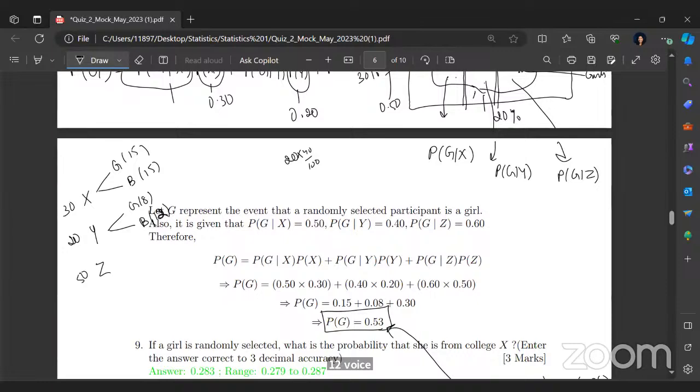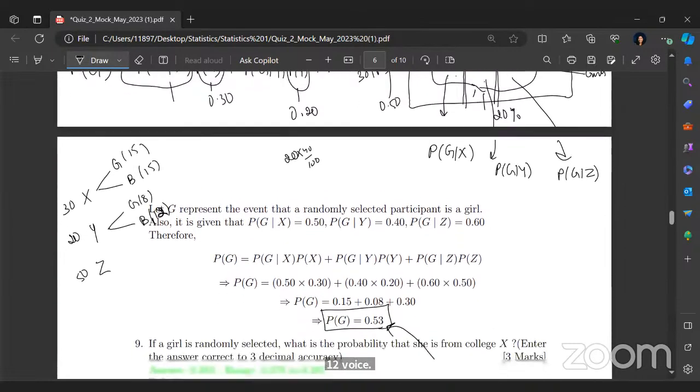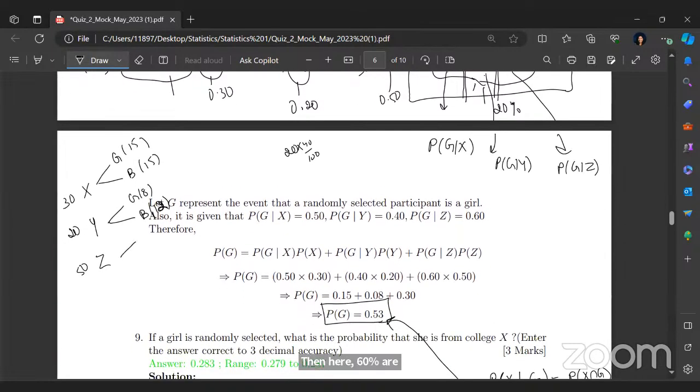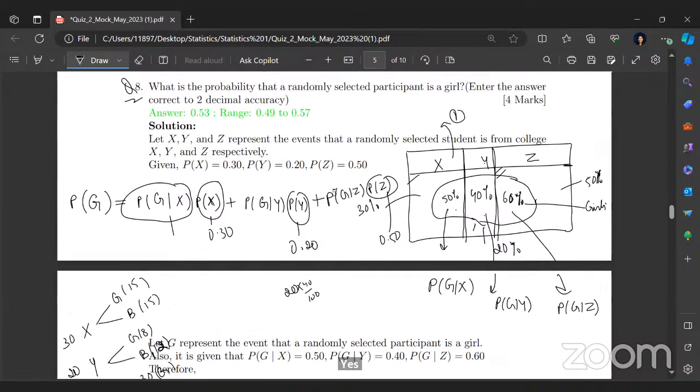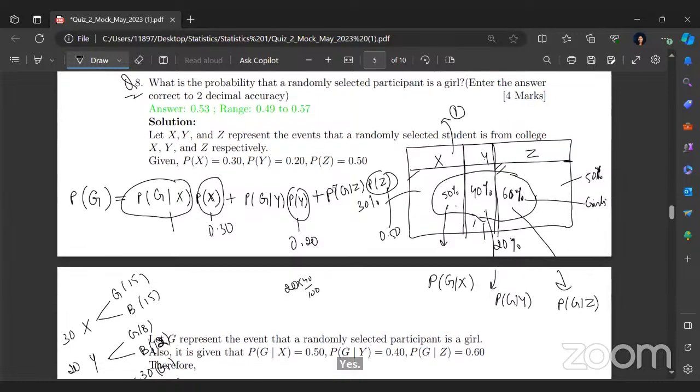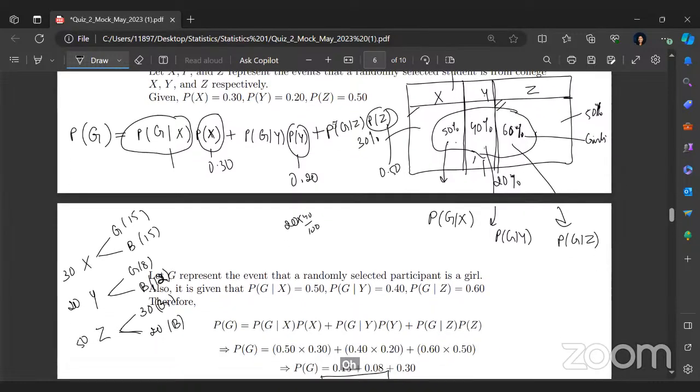Then here 60% are girls. 30 girls from college Y, 20 boys. Now if you have to find the probability that a randomly selected participant is a girl, ma'am, I think it's an easy way.